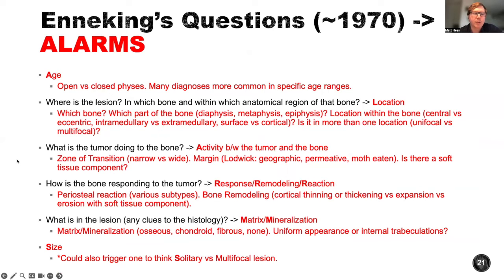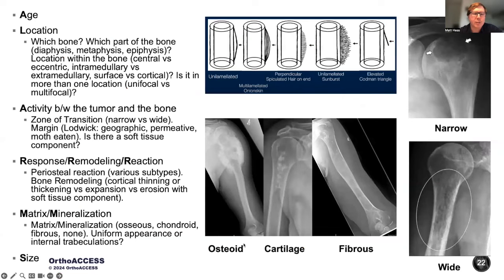What is the bone? How is the bone responding to the tumor? And what is the lesion and any clues to its histology based on what you see on X-ray? So I tried to simplify this into a mnemonic, which I called ALARMS. So the A being age, which you saw, that can immediately narrow your differential diagnosis.